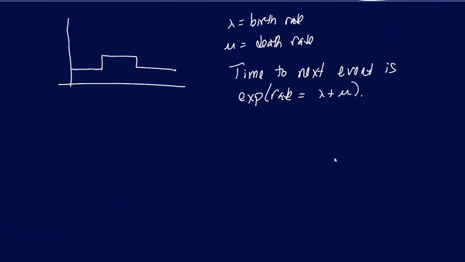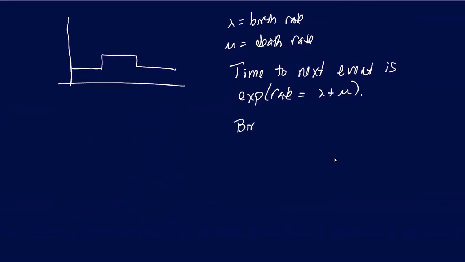And if you were simulating this process, where you first pick the event time and then decide whether it's a birth or death, you would have a birth with probability equal to the proportion of the birth rate to the total rate, and a death with probability equal to the proportion of the death rate to the total rate.